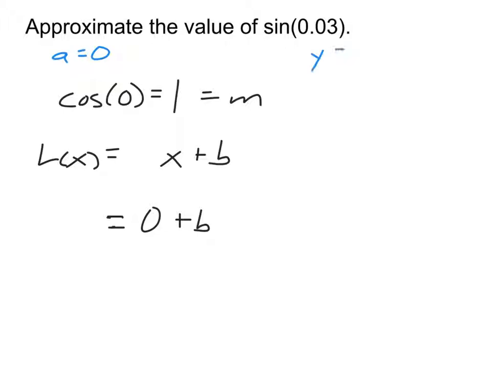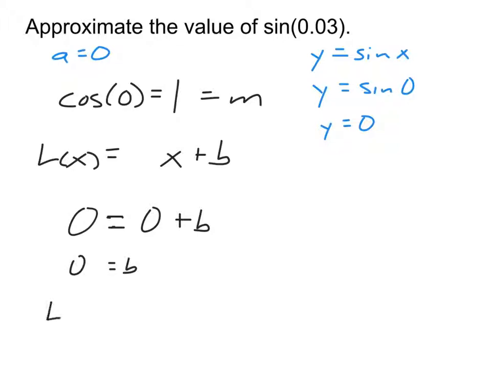Now I need to know what's the y coordinate? Well, if y equals sine of x, what would y equal if it is sine of 0? 0. Yeah, sine of 0 is 0. And so I could plug that 0 in over here. So what does b equal? 0. So then what does L of x equal? X. Because it's 1x plus 0. Of course, 1x plus 0 is just x. The whole linearization equation is x.